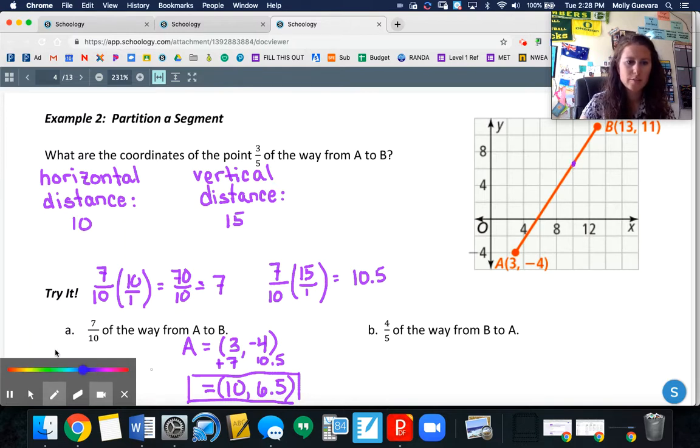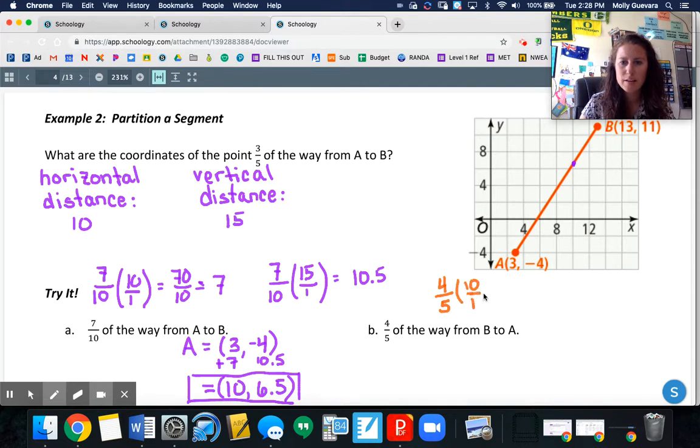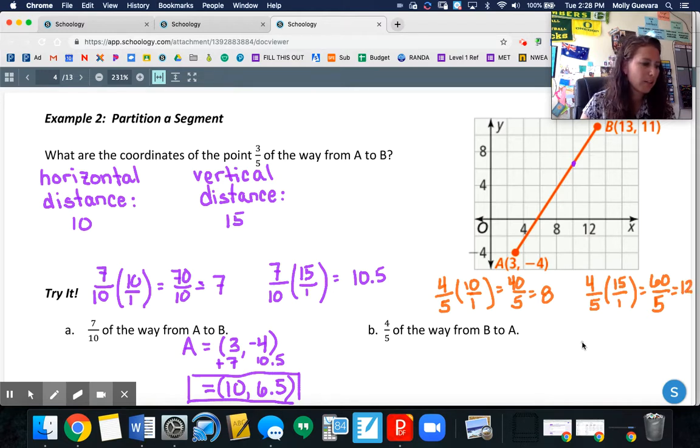Okay, let's change color for this one. Then for this one, 4/5 of the way from B to A. So again, I'm going to do the same thing, just with a different fraction. So 4/5 times my horizontal distance, which is 10. I get 40 over 5, which is 8. So I'm going to be adding 8 to my x-coordinate. Then I'm going to do the same thing, 4/5 times 15 over 1. And I get 4 times 15 is 60 over 5, which is 12.